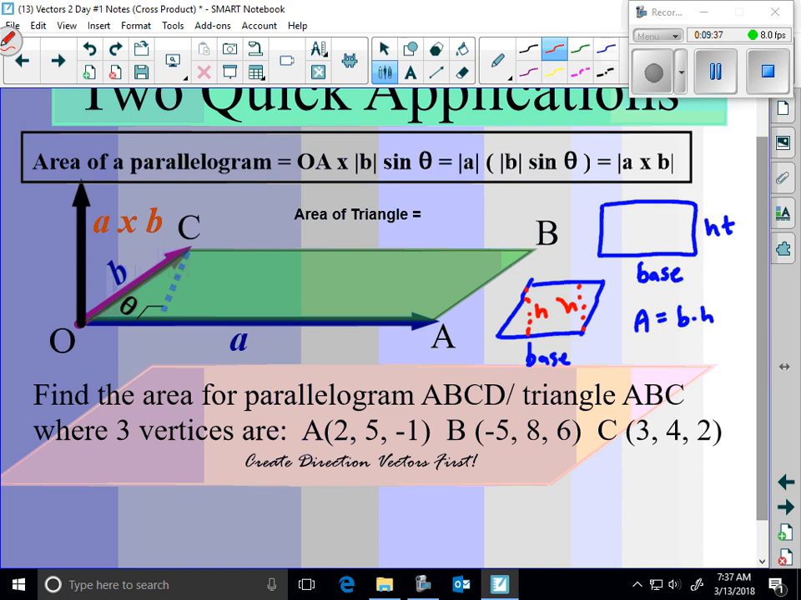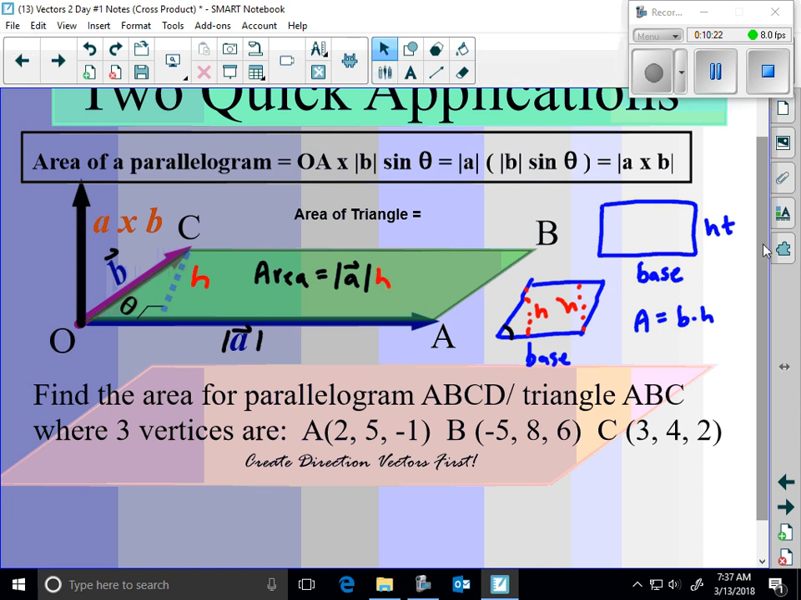Now, if it's a parallelogram and you don't know that height, there is a way to use this acute angle right here to find that height, and we're going to do that right here. So if I were to look at this parallelogram, right, using vectors, I got vector A as the base, and I got vector B over here. I don't have the height, right, because these two vectors are not perpendicular to each other. So if I could find this height, right, and I took the magnitude of A, I would have the area. So the area of the parallelogram would be the magnitude of A times the height.